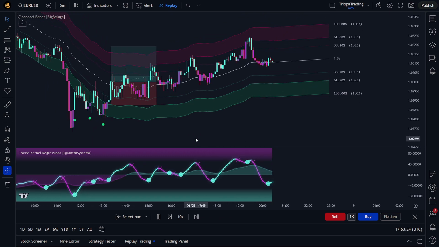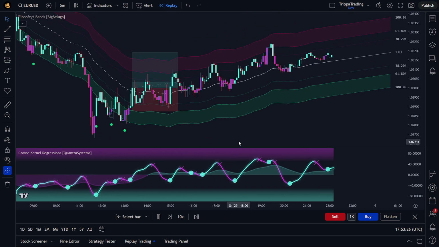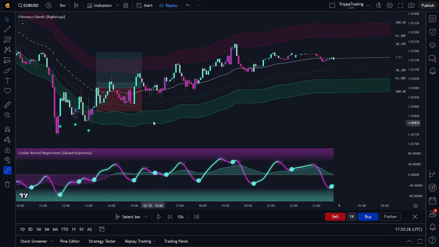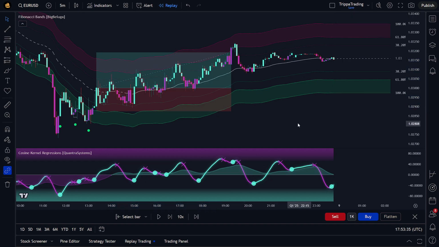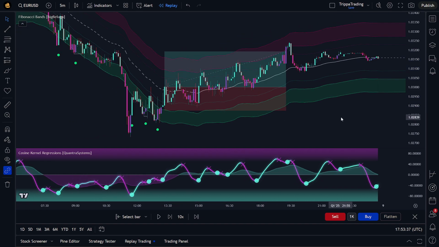These examples show how combining these two indicators can consistently identify high probability trades. Notice how waiting for the alignment of signals reduces the chances of false entries and improves our overall accuracy.